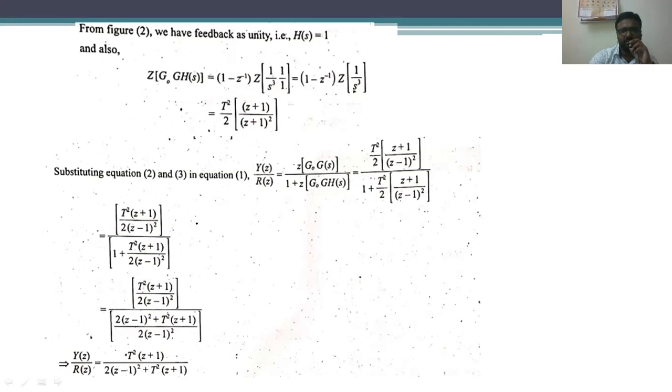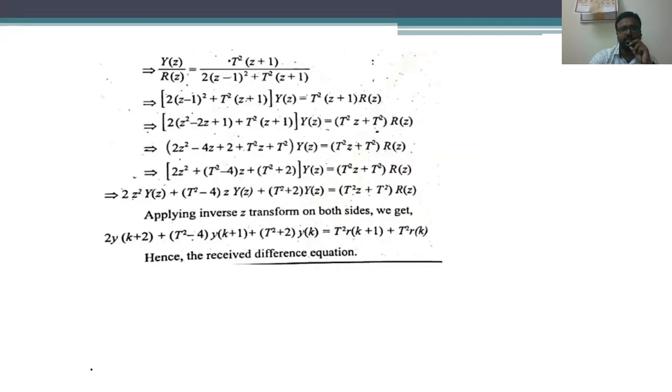So upon certain simplifications, we are going to get the value of y of z divided by r of z, that is the pulse transfer function expression, as t square into z plus 1 divided by 2 into z minus 1 whole square plus t square into z plus 1. So in order to obtain the difference equation, we just need to cross multiply this particular equation.